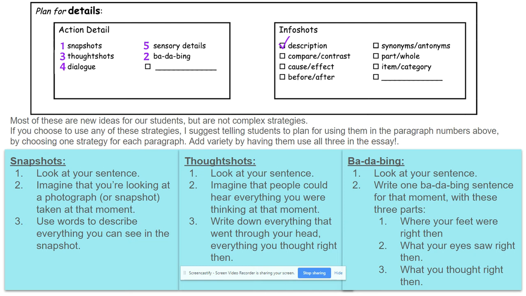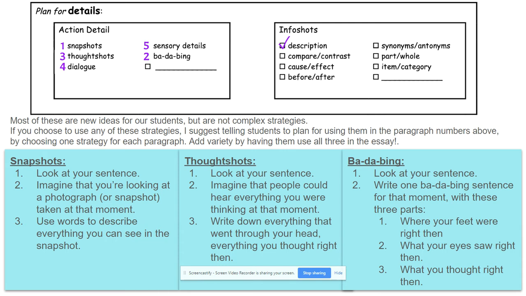The third technique is called bada bing. This is my favorite technique. It's really easy to use. When you are writing a paragraph from a kernel, the bada bing strategy can happen in 3 easy steps. You write a sentence telling me where your feet were. You write a sentence telling me what your eyes saw. And you write a sentence telling me what you were thinking. Bada bing. So these details or techniques help develop our narrative writing so that it adds interest into your essay.